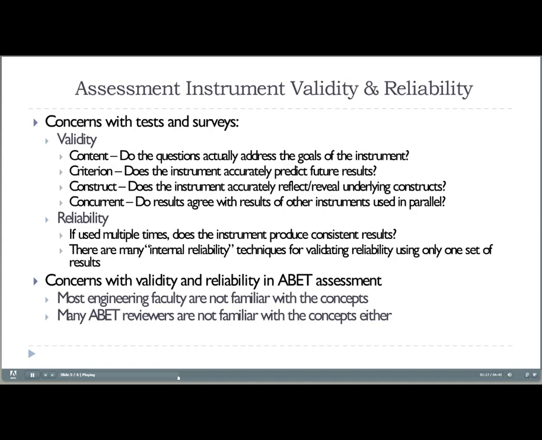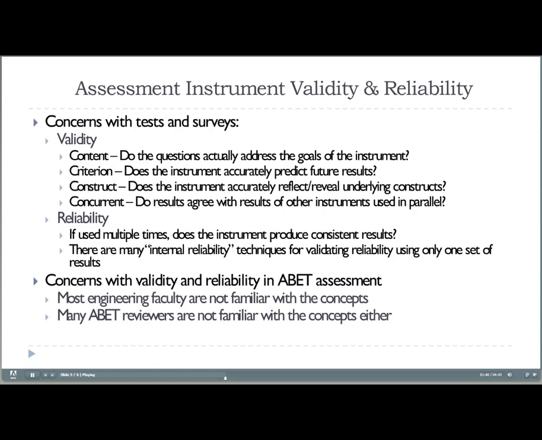A second type of validity is criterion validity, and that is, does this particular instrument predict future results? For example, if you're trying to predict the success of a student in terms of grades, does this instrument traditionally do that accurately?